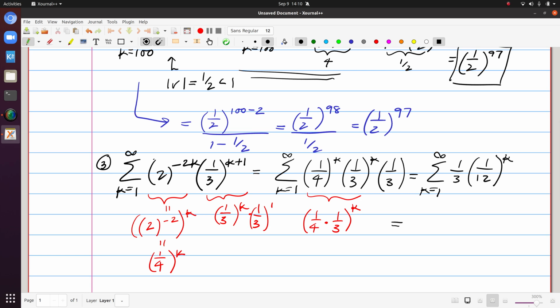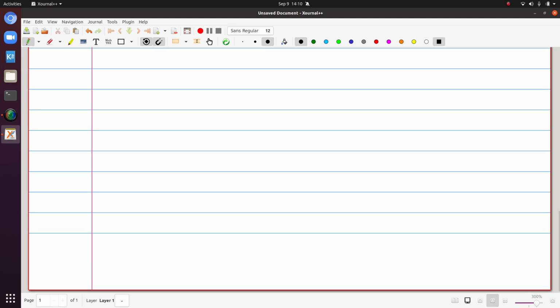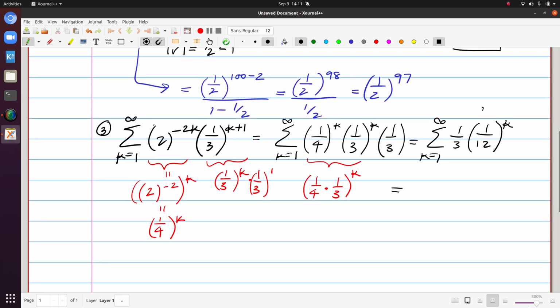At this point, I can note that 1/12 is the absolute value of r. That's less than 1. So that's worth pointing out here. And therefore, I can apply my formula. I know that this series converges, and it's going to converge to the first term, which is 1/3 times 1/12 raised to the first power. And then this is divided by 1 minus 1/12.